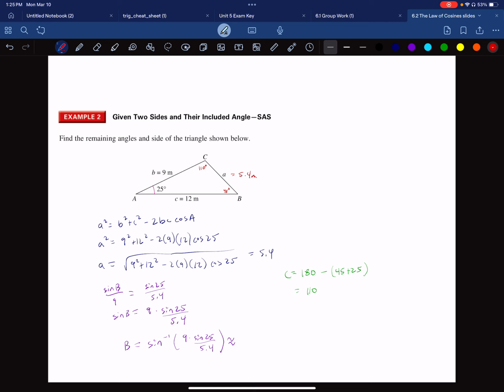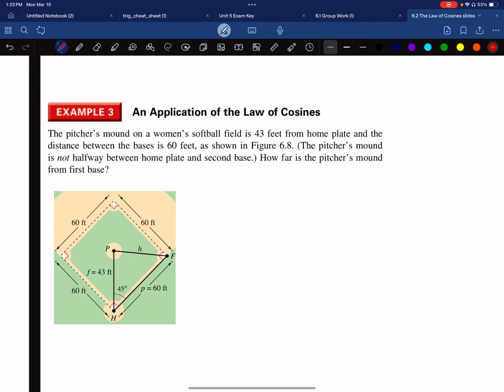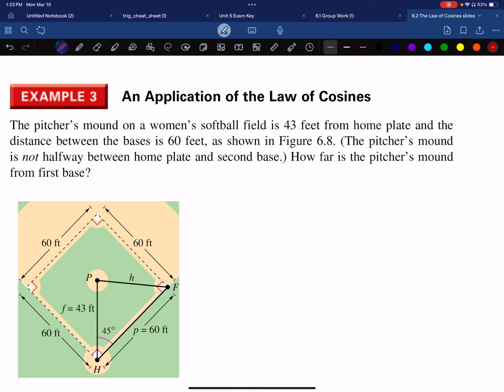All right, let's see a few applications. So we know that the pitcher's mound on a women's softball field is 43 feet from home plate, and the distance between the bases is 60 feet, as we can see in this figure. In softball, the pitcher's mound is not halfway between home plate and second base. And so I want to know, how far is the pitcher's mound from first base? So I'm trying to solve for H here. So we're trying to solve for a side.